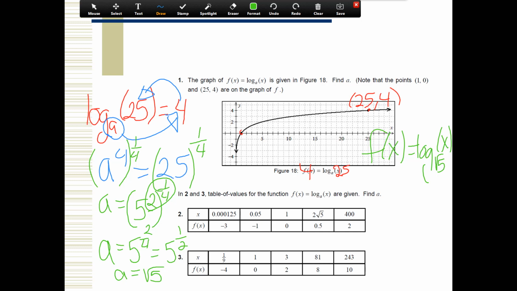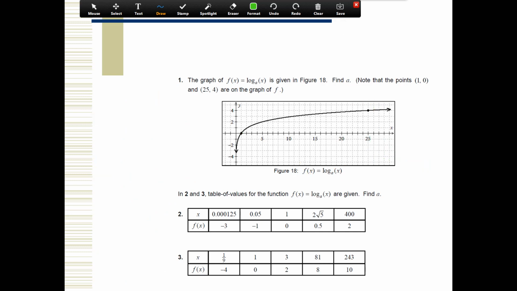Now, what about these tables? On the tables, notice that we do have the point 1, 0 on both of them. That one's not going to get us much. And I would try to find the point that gives you the easiest thing to solve. So all the decimals and square roots and stuff, those might not be points you want to actually choose. So on number 2, the point that I would actually want to use is going to be that 400, because that's the nicest looking number out of all the ones in the table. It doesn't matter which one you choose. I just choose one that's a little easier to deal with.